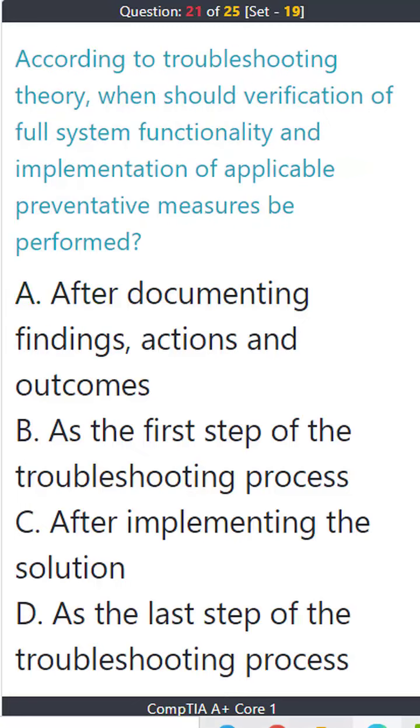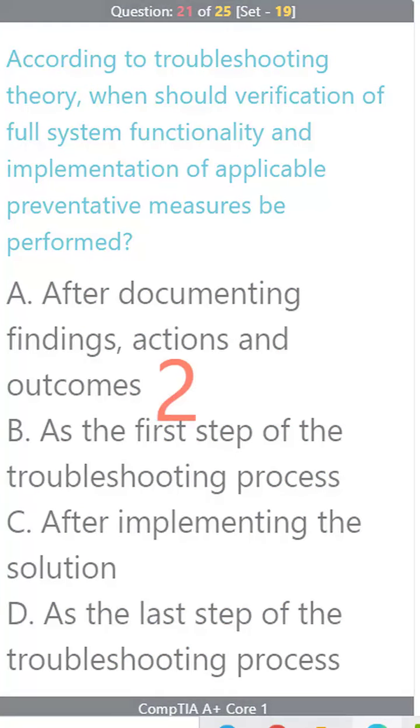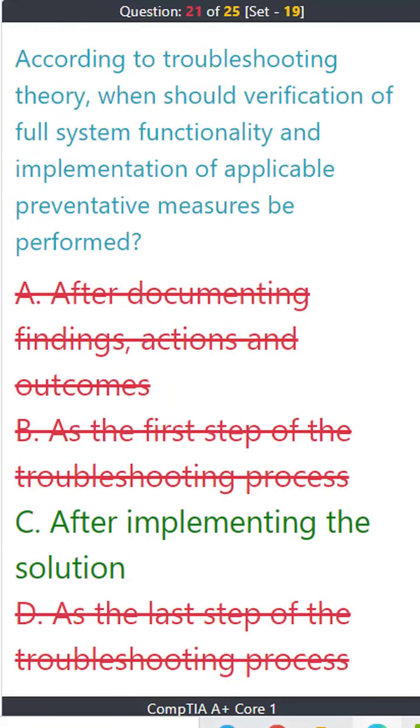Question 21. According to troubleshooting theory, when should verification of full system functionality and implementation of applicable preventative measures be performed? A. After documenting findings, actions, and outcomes. B. As the first step of the troubleshooting process. C. After implementing the solution. D. As the last step of the troubleshooting process. The correct answer is C. After implementing the solution.